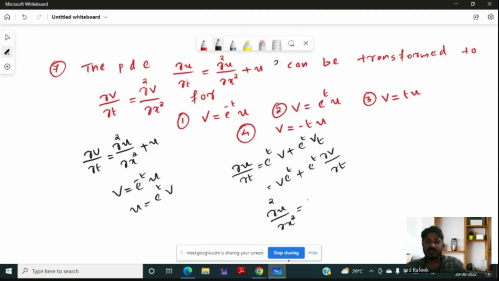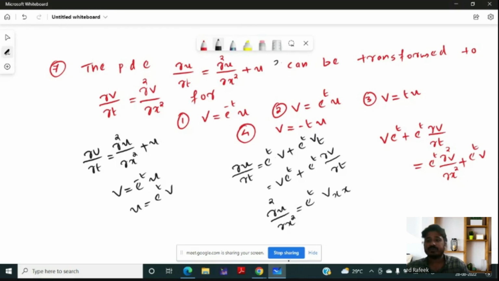This is e raised to t, just vxx. Substitute all in this given equation. Dou u by dou t is nothing but v e raised to t plus e raised to t vxx. So e raised to t into dou v by dou t equal to e raised to t into dou square v by dou x square plus u. U is nothing but e raised to t into v.